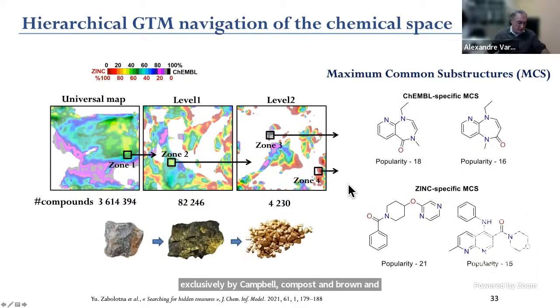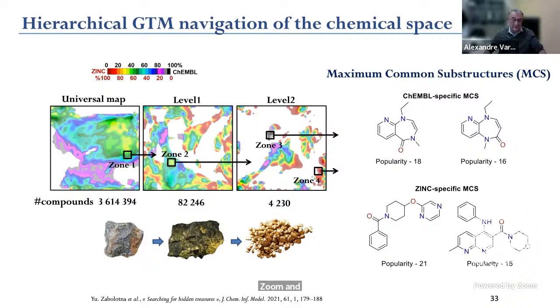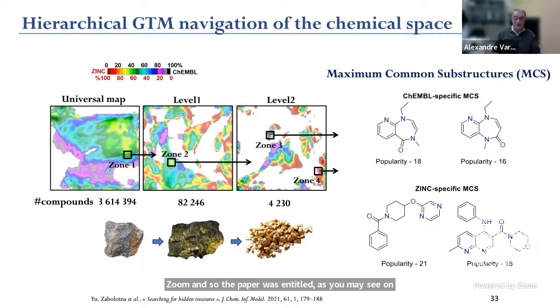So in such a way, we extracted the compounds from these zones, and then we made a maximal common substructure analysis. So we selected these maximal common substructures, or MCS, which are unique for Campbell or unique for zinc. And so, in fact, the paper was entitled, as you may see on the bottom, "Searching for Hidden Treasures."